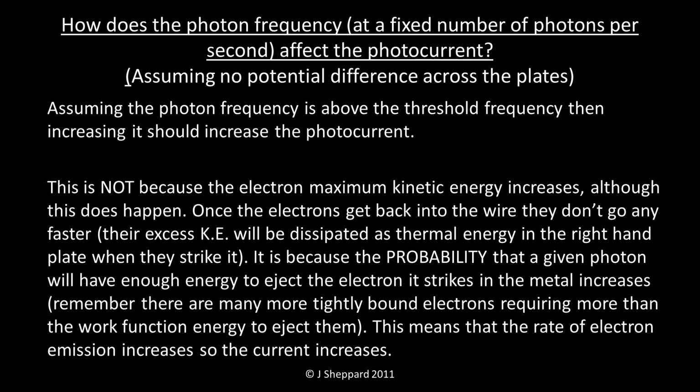Okay, next situation. How does the photon frequency, at a fixed number of photons per second, affect the photocurrent? Now, this is tricky. I've said a fixed number of photons per second rather than a fixed intensity, because there's a slight problem here. Intensity is energy per second per unit area. We can forget about the area for the moment and assume the same area is being illuminated on the plate. So really we're just talking about energy per second. If you keep the energy per second constant but change the photon frequency, you have the same total amount of energy arriving in 1 second, but at higher photon frequency that is fewer photons, each carrying more energy. So that's quite complicated.